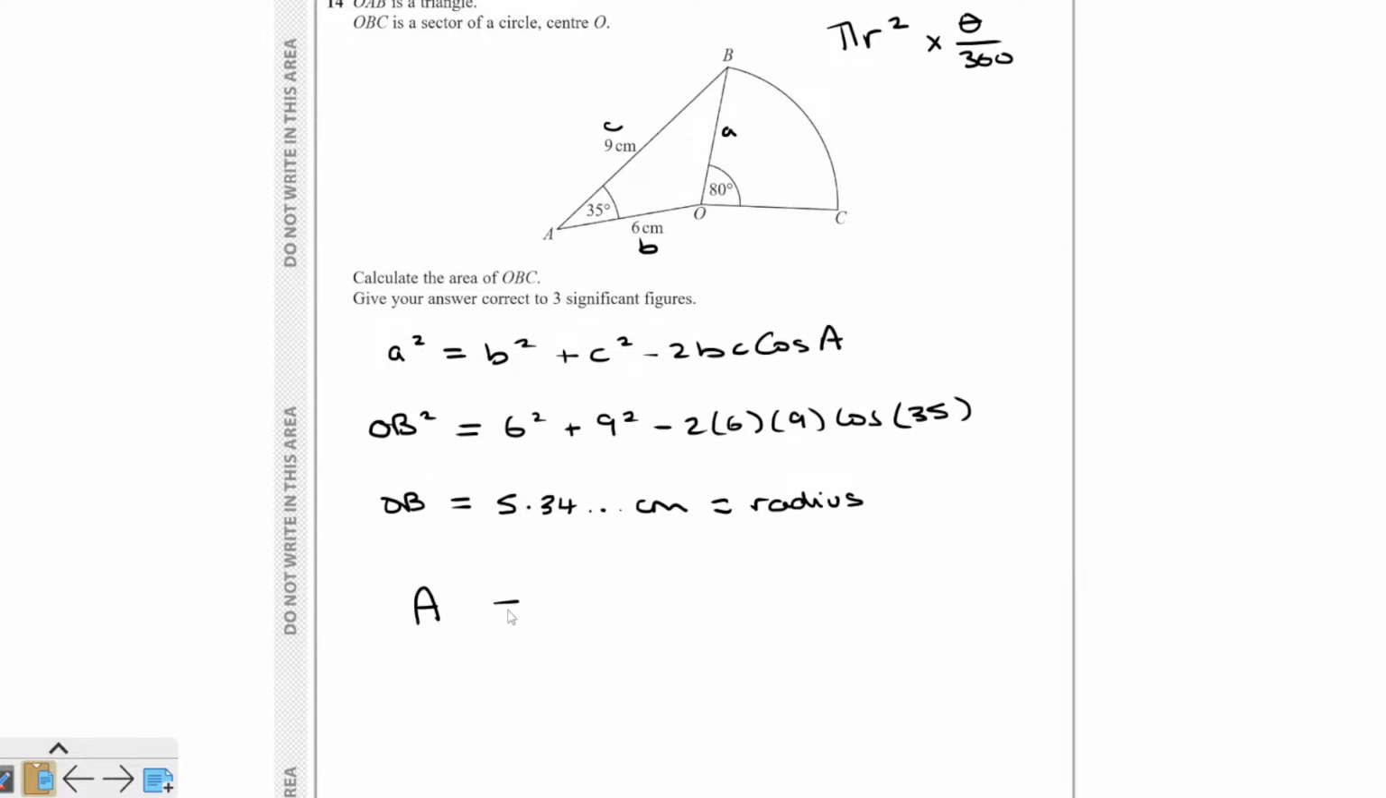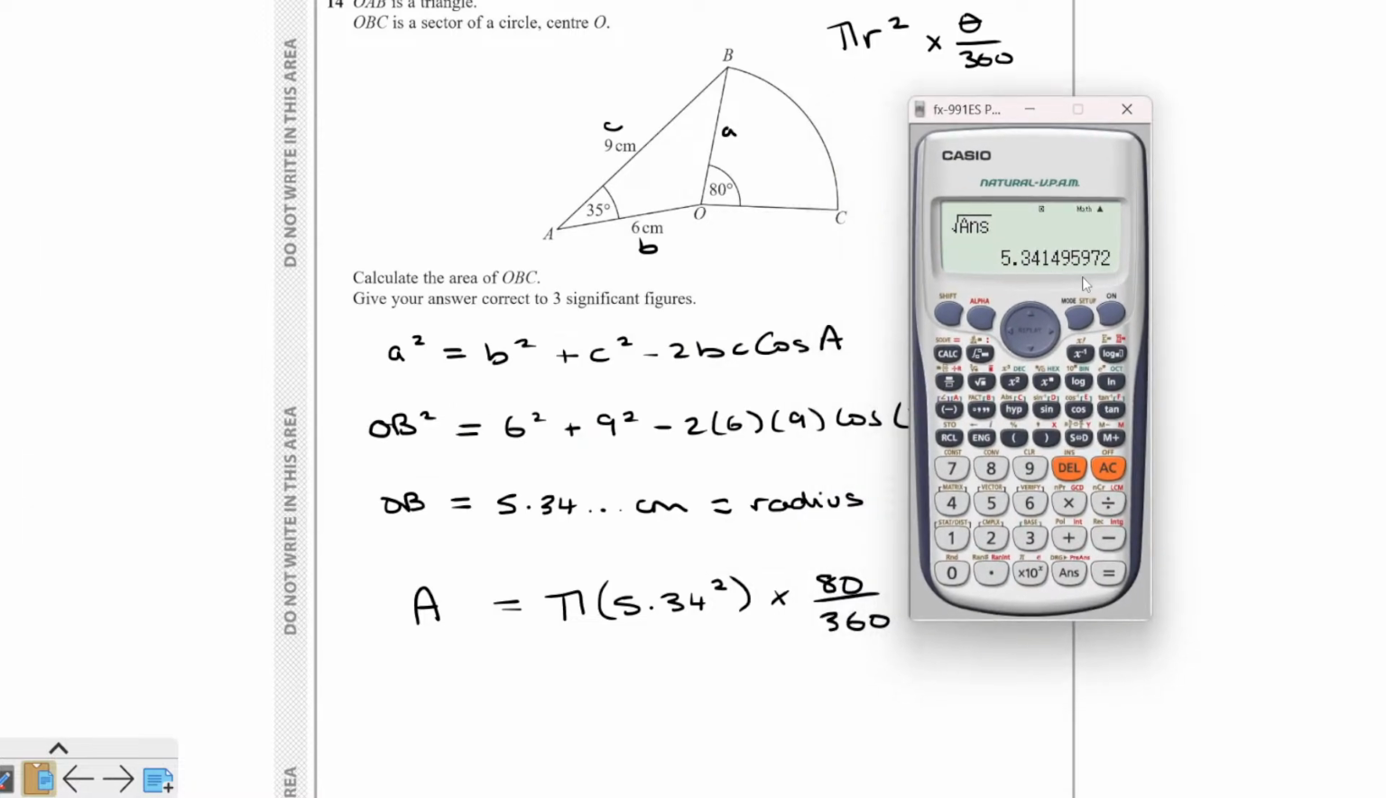So area is pi times the radius squared. Now obviously I'm going to use the whole of the digits in my calculator, but I'll just write this for now. Times by the angle, which is 80 over 360. That's now the next thing for my calculator.